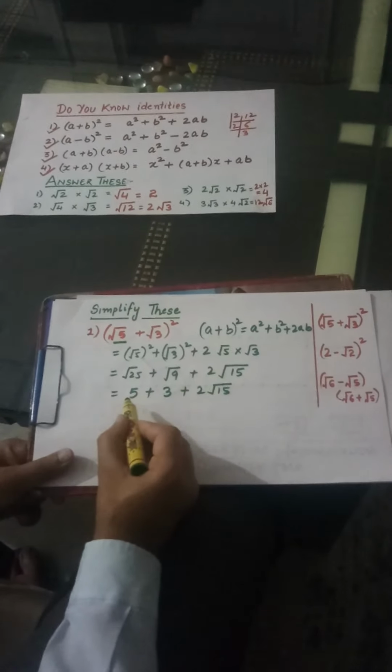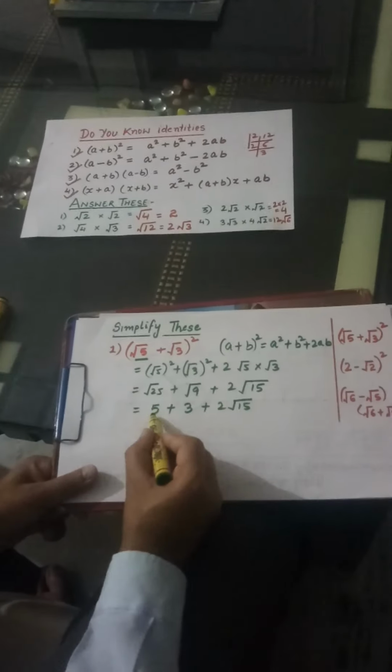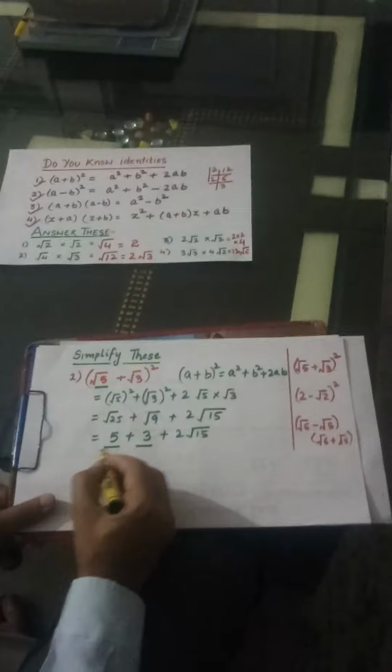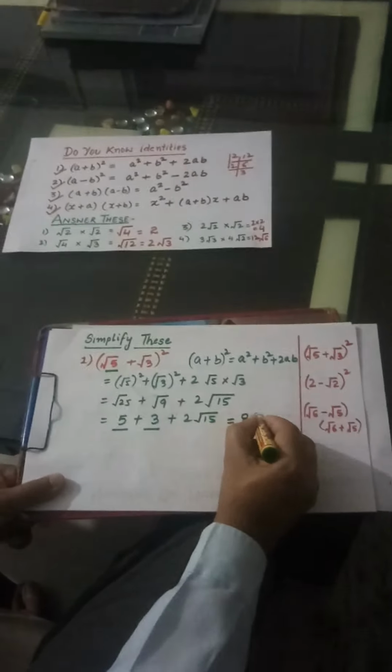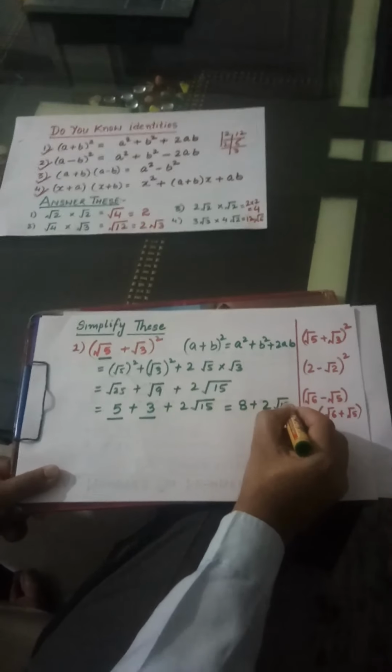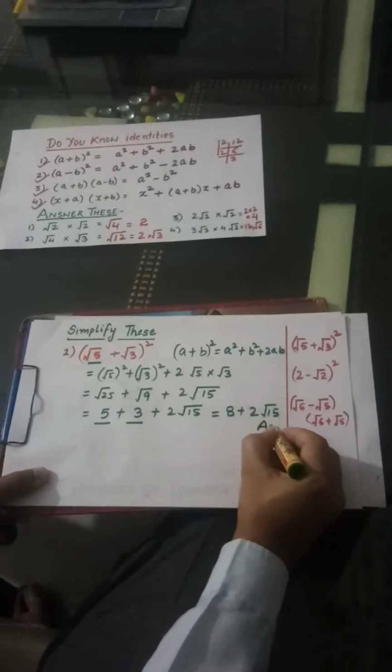Children, sometimes when we add these numbers, a few children add it this way: 5 plus 3 is 8, 8 plus 2 is 10. No, you have to add only these two. So add them: 5 plus 3 is 8, and 2 into root 15 is an irrational number, which is to be written separately. So this is your answer.